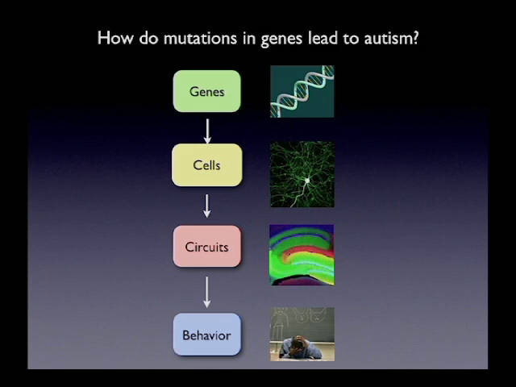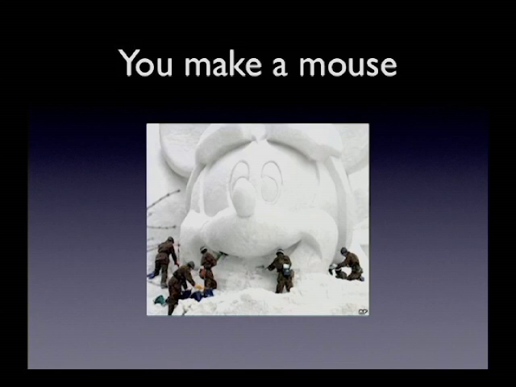Okay, so how do you normally do this, right? You know you have a mutation, you think it leads to a behavior, you'd like to understand the stuff in the middle. How do you address these issues? The standard approach, something that we've used for a long time in experimental biology, is you make a mouse, right? You generate a mouse. If you're in China, you actually make it out of snow.